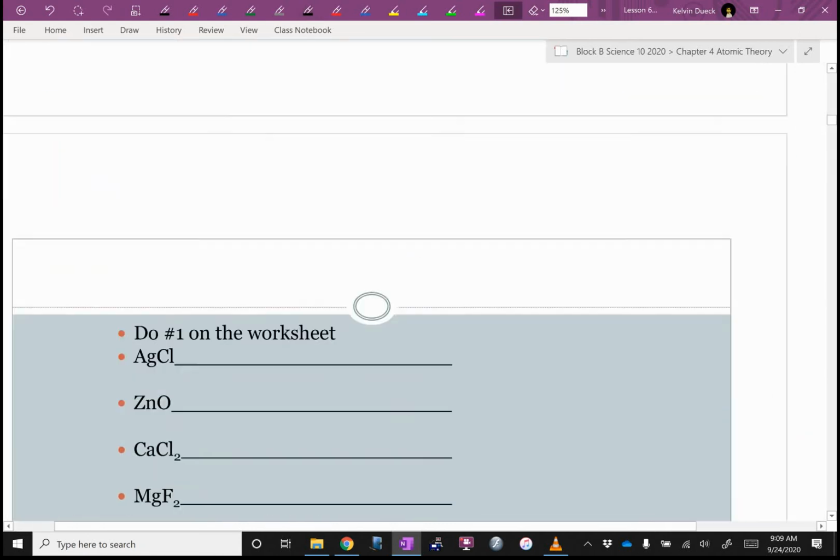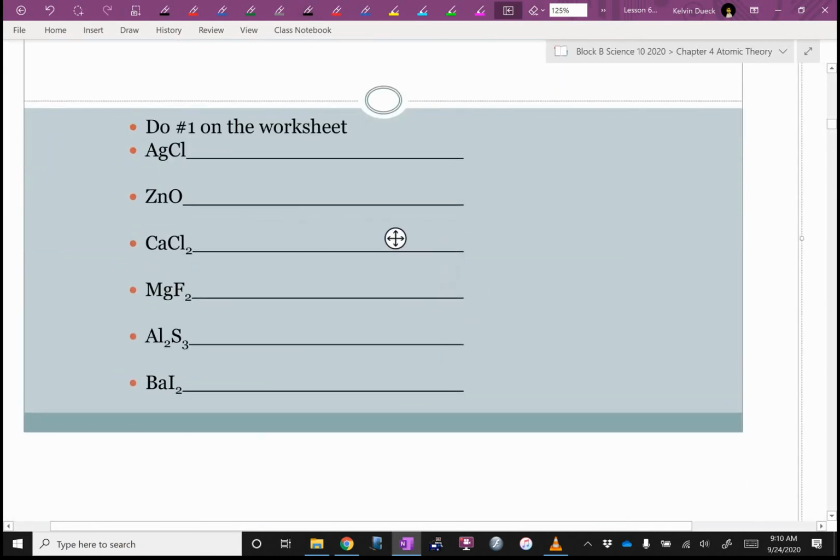My mouse has suddenly stopped working. So I think now you have a chart, yes, with AgCl and ZnO and CaCl2. We're going to fill these in together. Oren, quick like a bunny. Actually, Oren, can you wait till we fill in this chart and then go, okay?